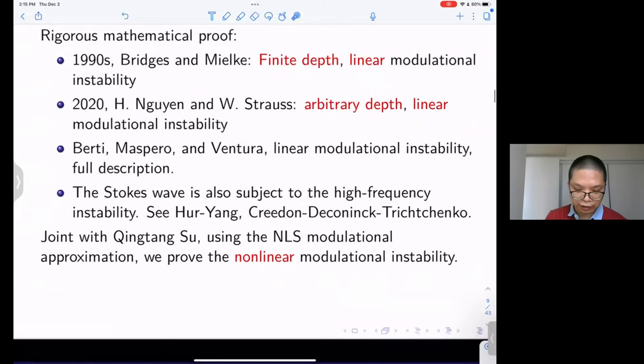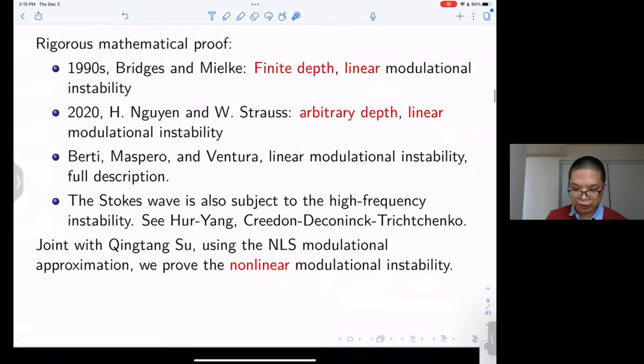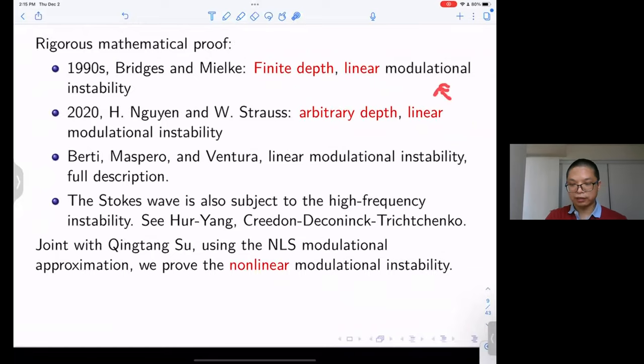Our goal with Qingtang is to try to prove the modulational instability at a nonlinear level. Well, people might think that from the linear instability to nonlinear instability, we might just use some Picard iteration or a bootstrap argument. One can easily push the linear problem to the nonlinear level. But in this water wave problem, it's not true. For some semilinear problems, one can easily adapt the linear problem to the nonlinear problem. But the water wave problem is a quasilinear problem, and it's also a nonlocal equation. So to obtain the nonlinear instability from the linearized level, it's very hard.